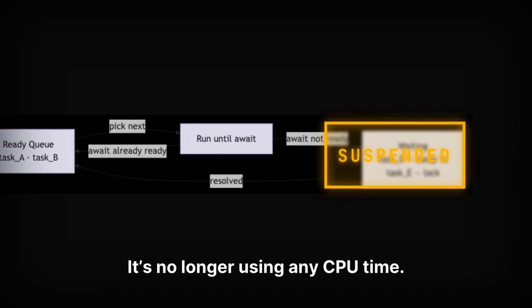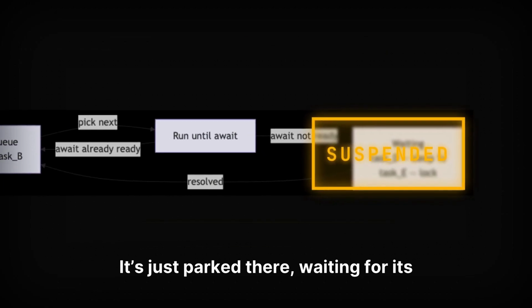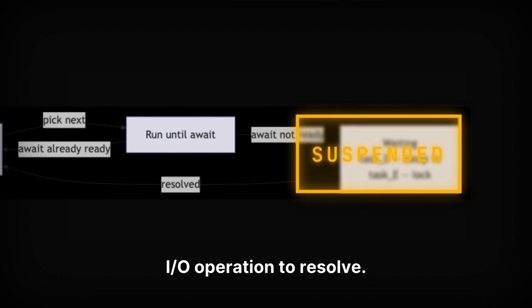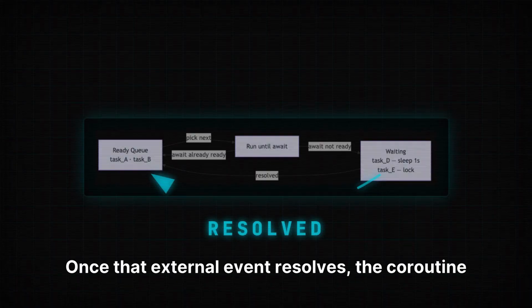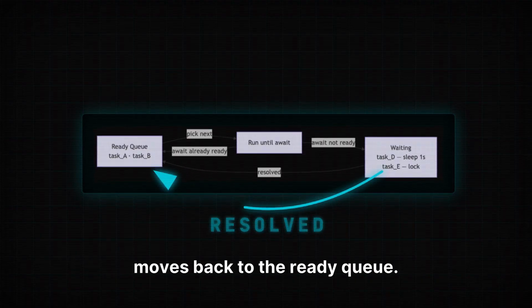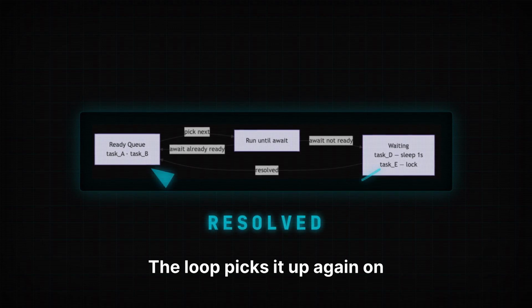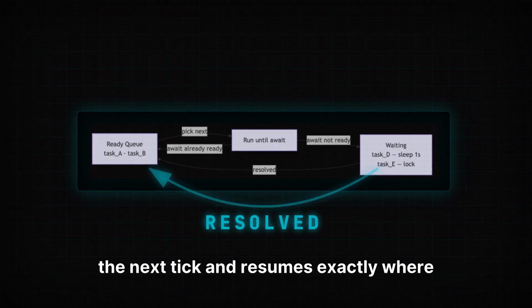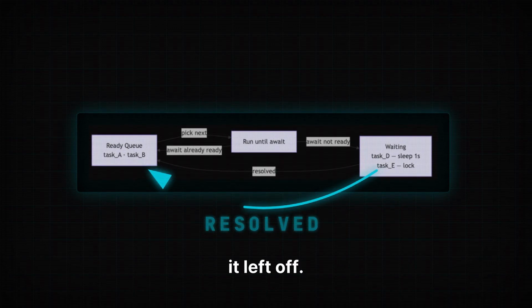It's no longer using any CPU time. It's just parked there, waiting for its I/O operation to resolve. Once that external event resolves, the coroutine moves back to the ready queue. The loop picks it up again on the next tick and resumes exactly where it left off.